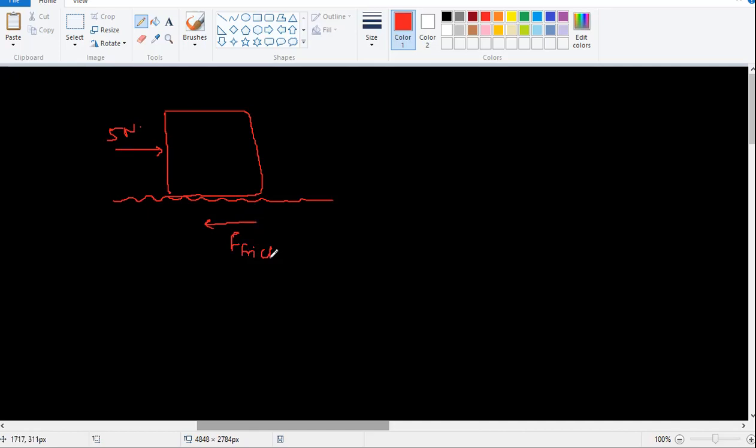Okay, so if I had a rough table, and if I put some kind of a block, 5 kg block, as I push this with certain force, you know that there is going to be some kind of opposition to this motion. And that is what we call F friction.